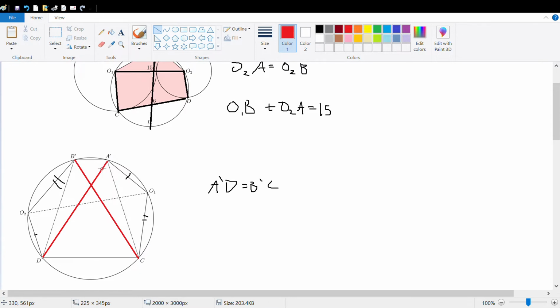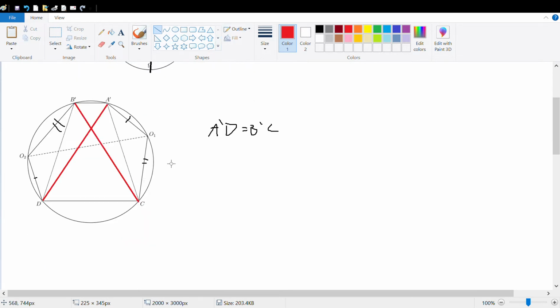Now we've shown that. And that's very nice because it actually turns out that this hexagon consists of an isosceles trapezoid and two congruent triangles, D O2 B prime and C O1 A prime. So we're actually going to show that right after this. First, let's find the area of D B prime A prime C, now that we know it's an isosceles trapezoid.